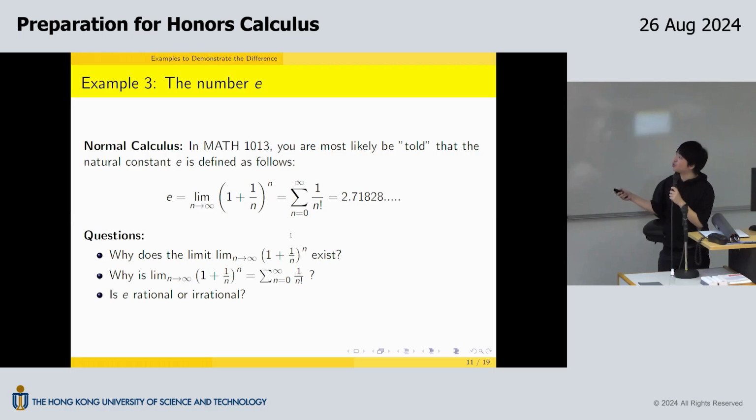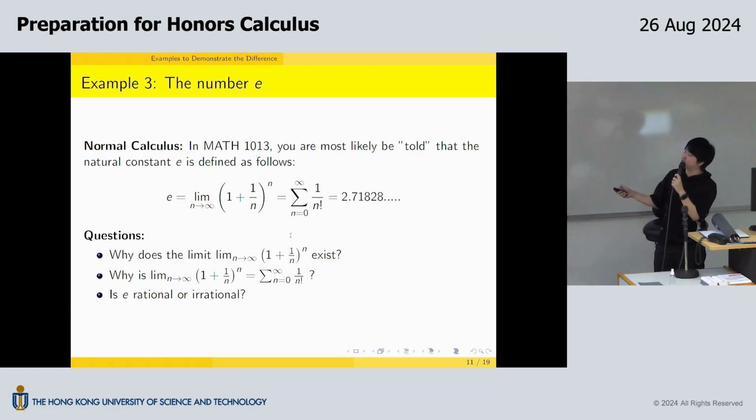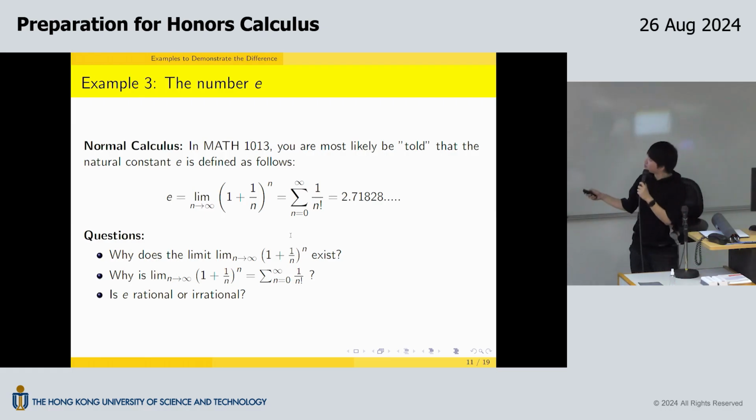In a normal calculus course, they won't tell you why this limit exists. You don't care about this. You just use this as a definition of E, and then you have some limit rule involving E, like e to the h minus 1 over h converges to 1 as h goes to 0. Then using this limit law, you can do calculations regarding limits. But you are not considering why E can be defined in this way.